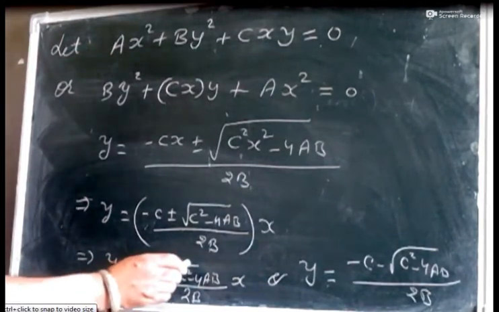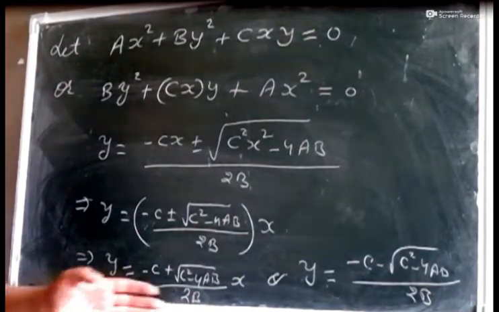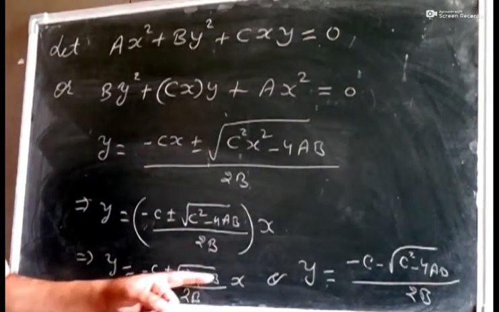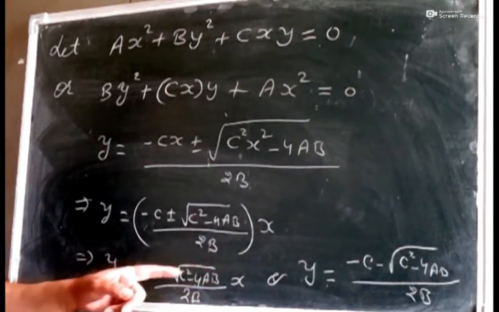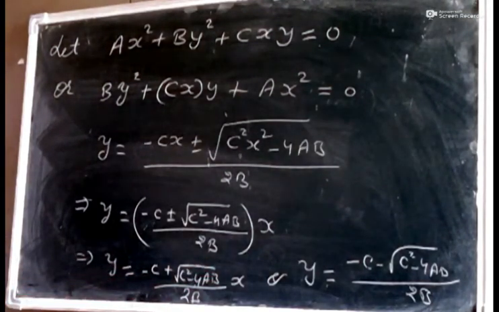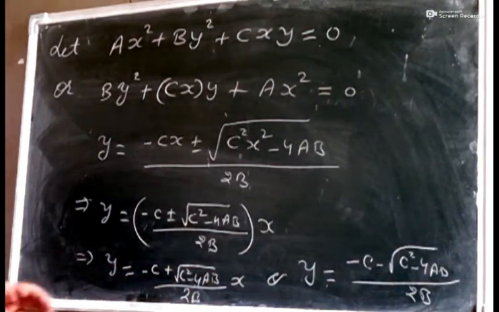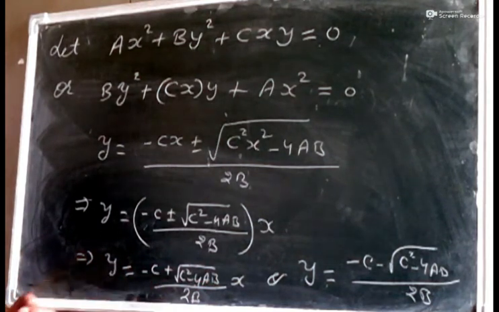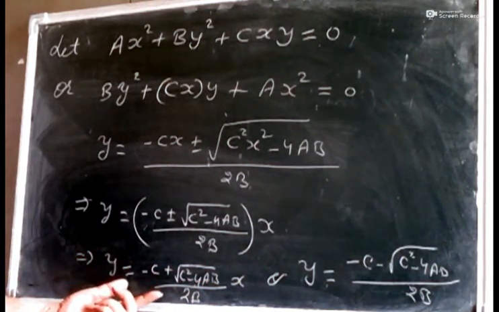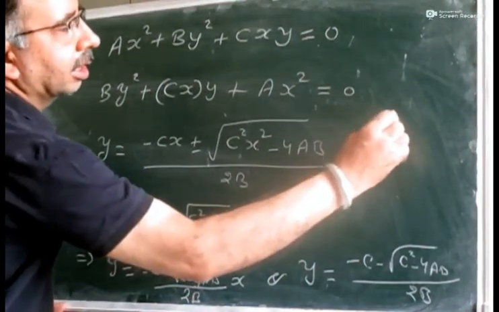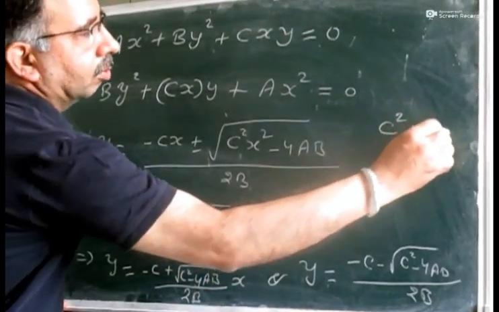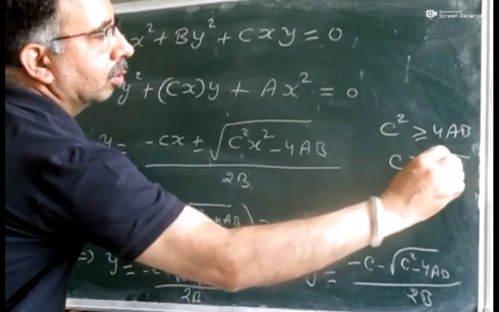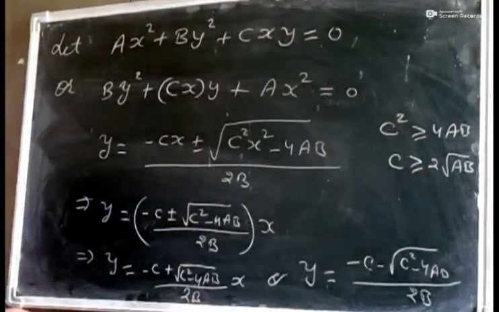Now the question is whether these two represent straight lines. The answer can be yes if this number inside the square root is either 0 or positive. If this number is negative, we can't find the square root. It means it will not represent a straight line. So if this equation has to represent a straight line, c square must be greater than or equal to 4ab, or c must be greater than or equal to 2 root ab.